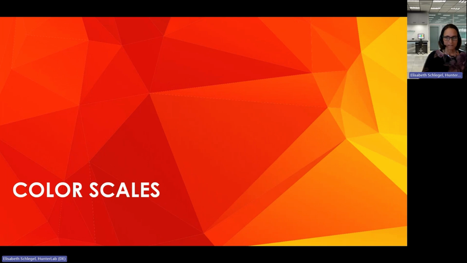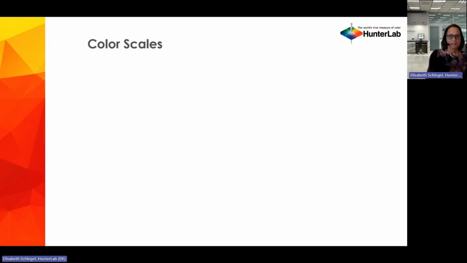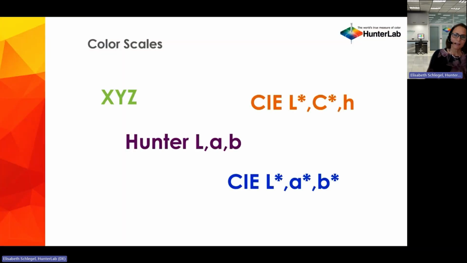So we start with the color scales first. We have the X, Y, Z values, and I will show you how the HunterLab, CLCH, and CIELAB are derived from the X, Y, Z values.